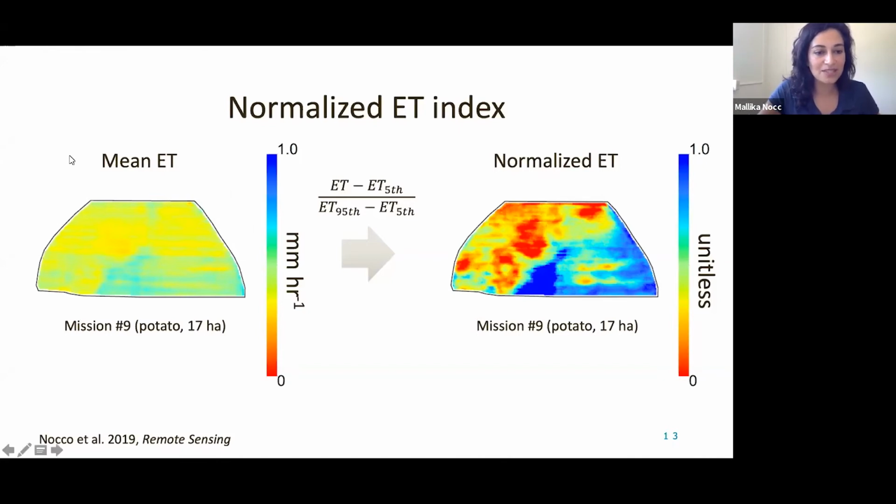This is a little bit about the study that we did. Basically, we were able to map mean evapotranspiration and then make an index out of it, right? So scale that across a single field, so that the units that we use to map evapotranspiration are millimeters per hour. And when we scale it across a field, we have this normalized evapotranspiration index. And this is one example, one flight, one field in potatoes. So we have this normalized ET, which is unitless.